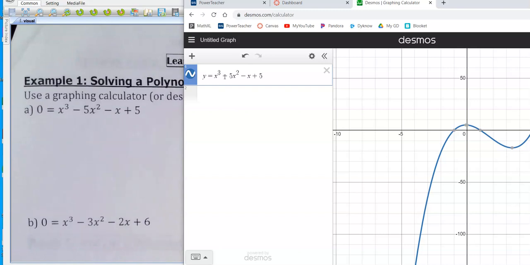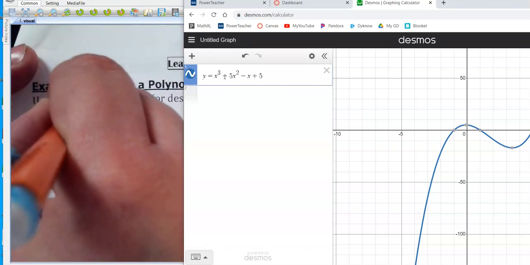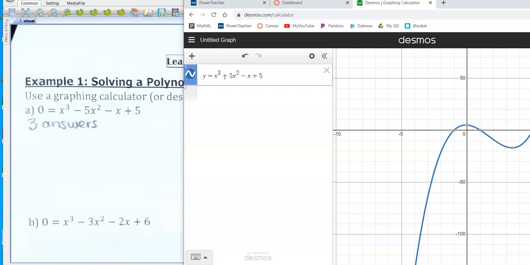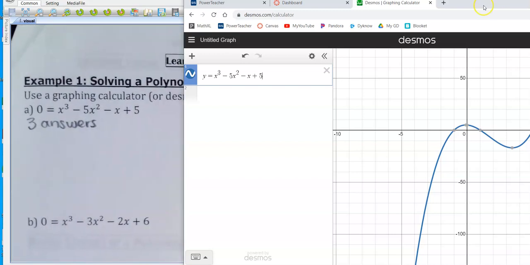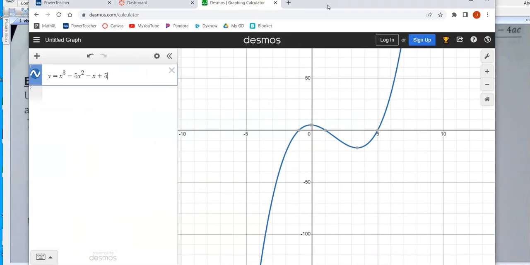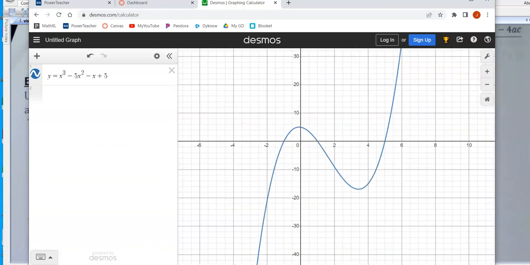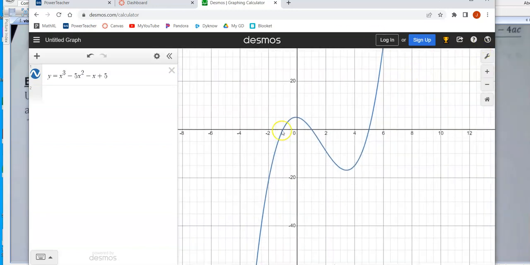Okay, and actually before I look at the graph, how many answers should the equation have? 3. Okay. So I know this should have 3 answers or 3 zeros, if you will. So let me pull this guy over. And remember, if you have a touch screen, most of you do unless you have a loaner, you can manipulate this graph around with your fingers so you can see it better.